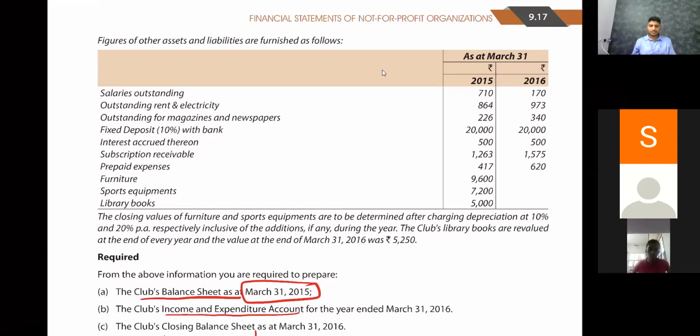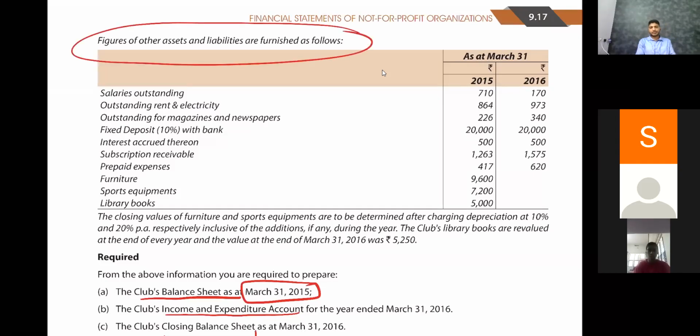What all details have they given? Here, look. Figures of assets and liabilities are furnished as below. Let us look only at the opening balance sheet for 2015 for now. Now you go on thinking. I'll not wait, I'll go on giving you the answers, but you need to also tell it loudly. Salary outstanding, asset or liability, it is a liability. Outstanding rent and electricity, asset or liability, it is a liability.